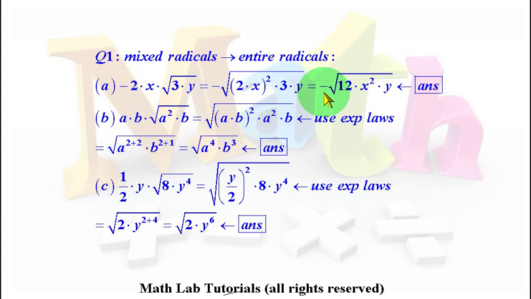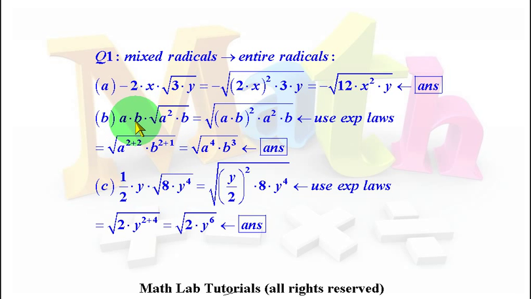Notice that we had to leave the minus sign outside the radical. There is no way you can bring that minus sign on the inside of the radical. Okay, so we leave it alone. And that'll be your final answer. This is the entire radical. Let's look at part B.